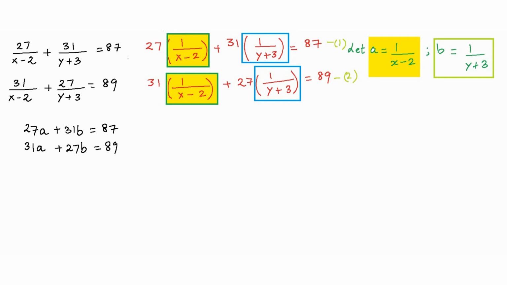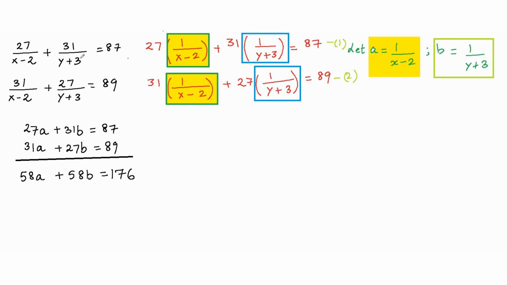Okay, so now that these two equations are ready in a and b, I notice that the coefficients are swapped. So I know one technique when the coefficients are swapped. First, I will add the two equations. So when I add the two equations, I get 58a plus 58b is equal to 87 plus 89. So 87 plus 89 is 176.